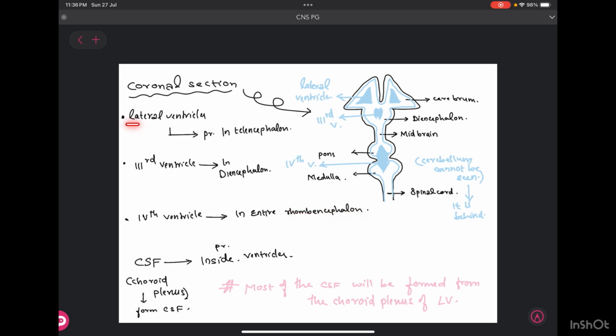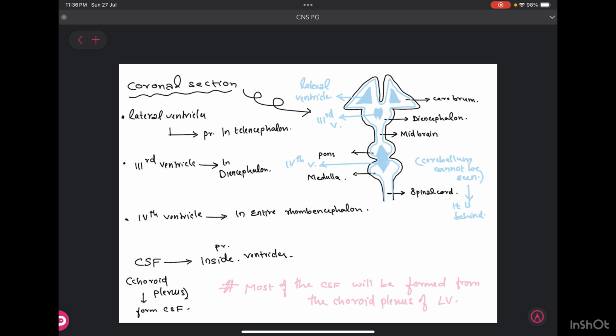So lateral ventricles, there are two lateral ventricles present in the telencephalon. Is that clear? Yes. And telencephalon means cerebrum. The third ventricle is present in the diencephalon. This is the diencephalon. And the fourth ventricle is present in the entire rhombencephalon. Rhombencephalon is nothing but, guys, the hindbrain. Is that clear? Yes, hindbrain. It includes pons, medulla and cerebellum.